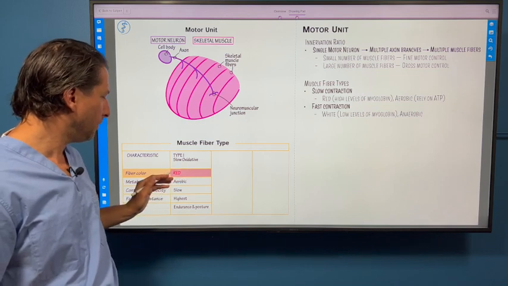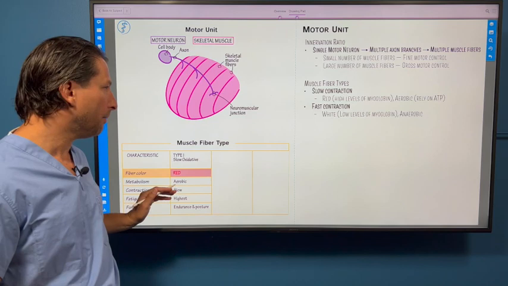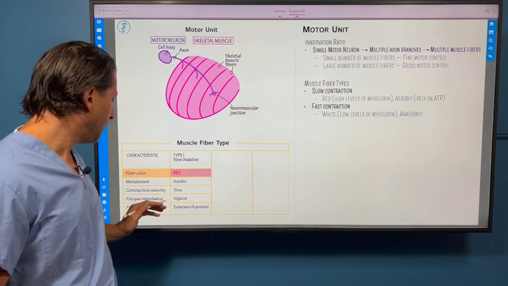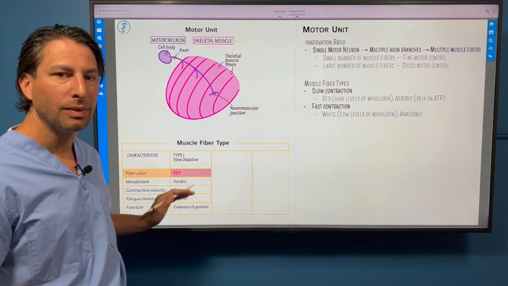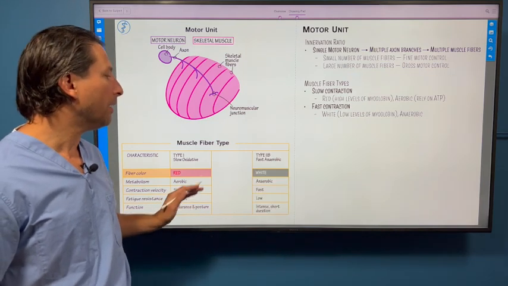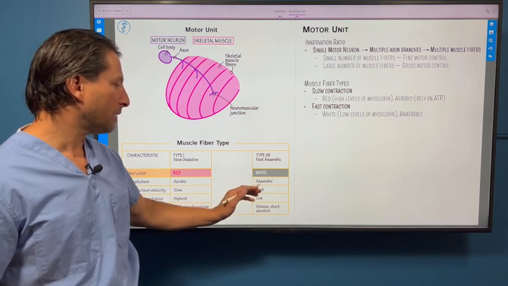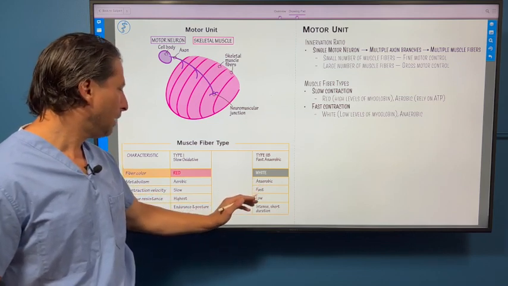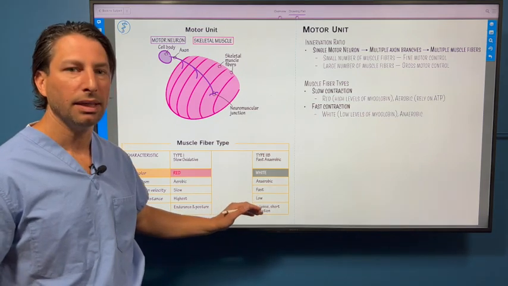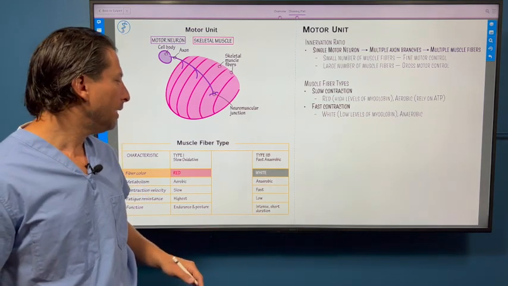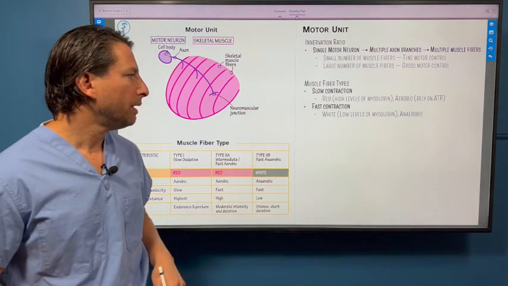So slow, red, aerobic, high levels of myoglobin, and then they have the highest level of fatigue resistance. So they're resistant to fatigue. In contrast, the white fibers, anaerobic physiology, fast twitch, and they have low fatigue resistance, meaning that they fatigue easily. And then there's an intermediate type, which is a blend of both.